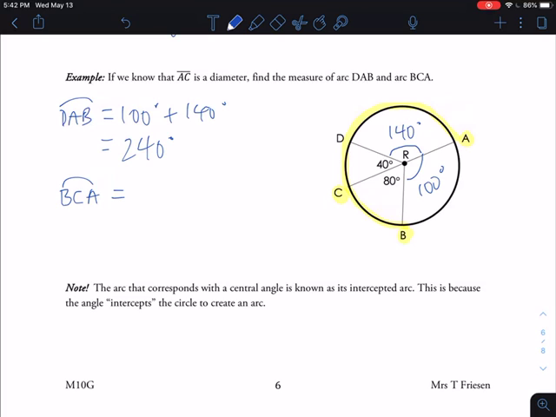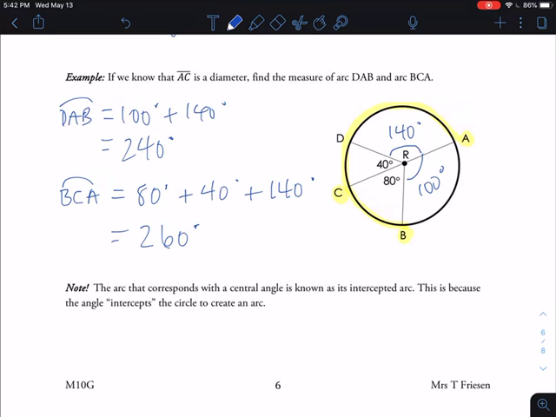If I start at B, then I can see that we have an 80-degree section, and then a 40-degree section, and then a 140-degree section. We can add that all up, and that is going to give me 260 degrees.